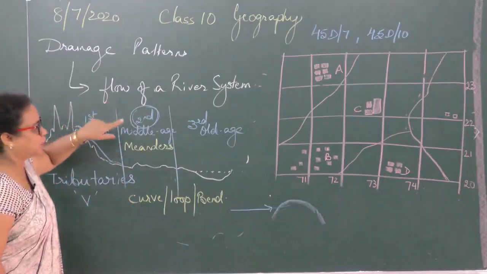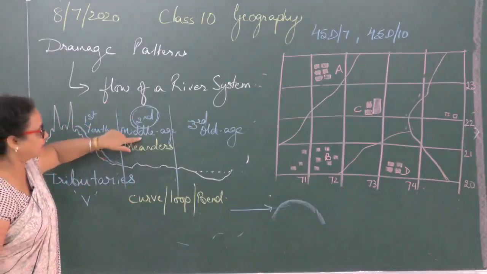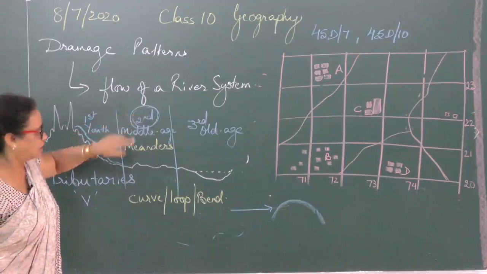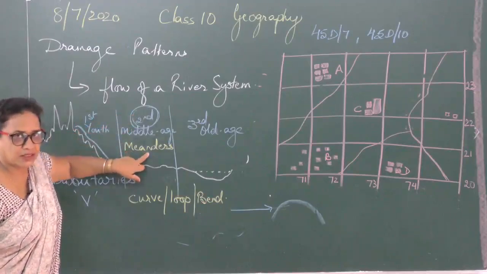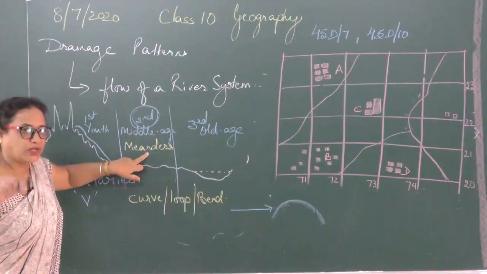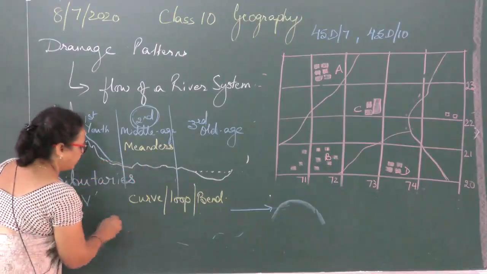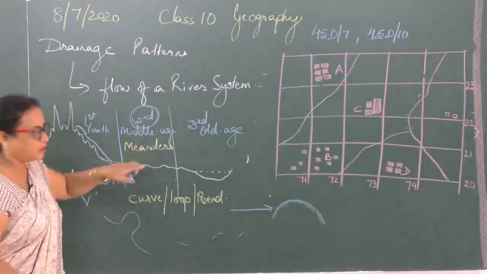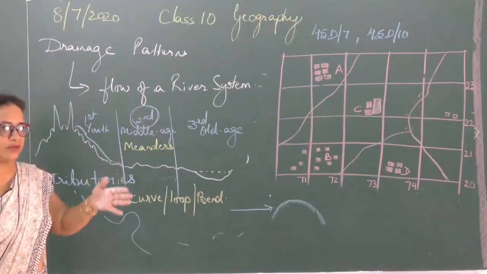If you are asked what the stage of the river is, it is the middle age or second stage. What are the proofs? You will see meanders in the river. You will have to look in the map. The shape of the river will be something like this. So meanders will be there, or the bed of the river will be very broad.